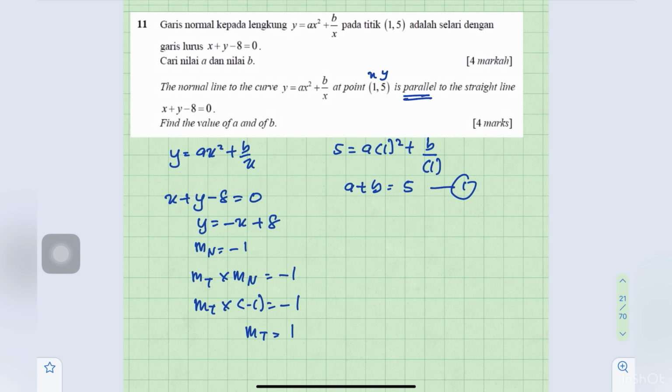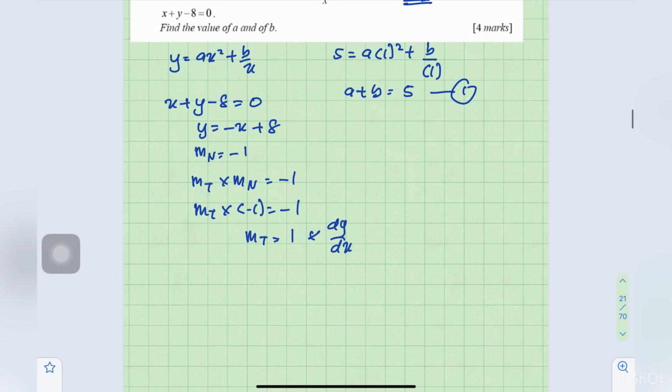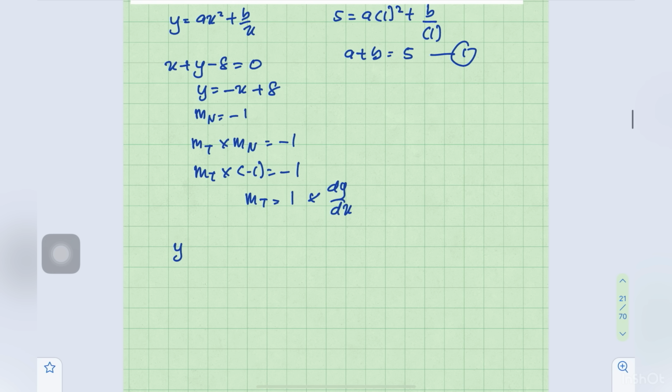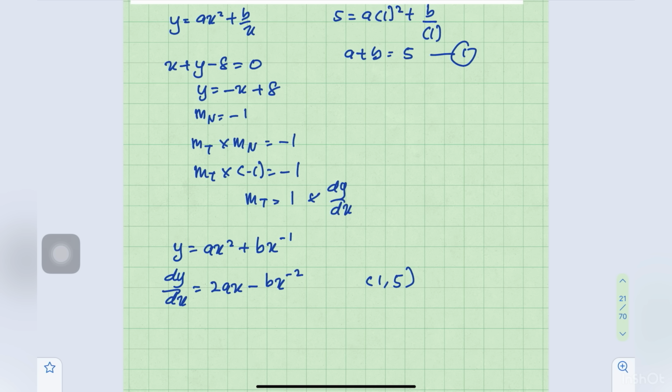Okay. But we know the gradient of tangent is also called dy/dx. So, we can find dy/dx. Okay. So, the dy/dx from the equation earlier, y equals ax squared plus bx, we have to move it up to the power of negative 1, then we can differentiate y with respect to x. It becomes 2ax minus bx to the power of negative 2. Okay, this is our dy/dx. Just now, at point (1, 5), its gradient is 1.